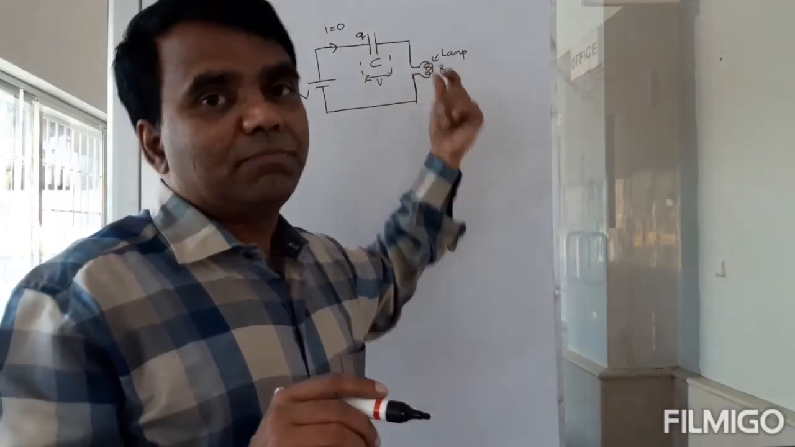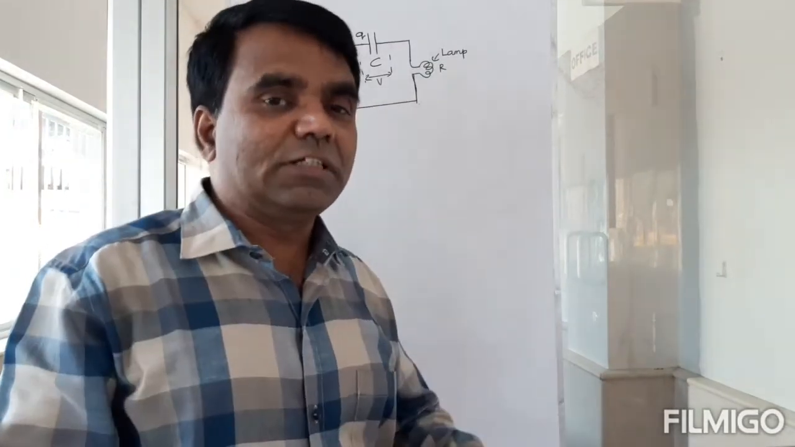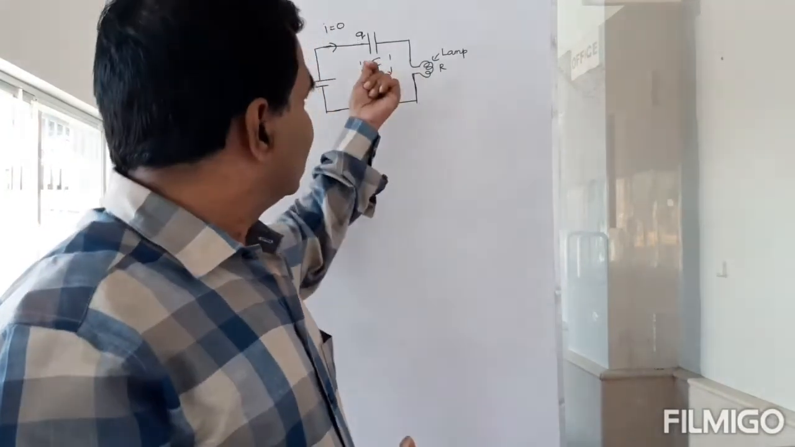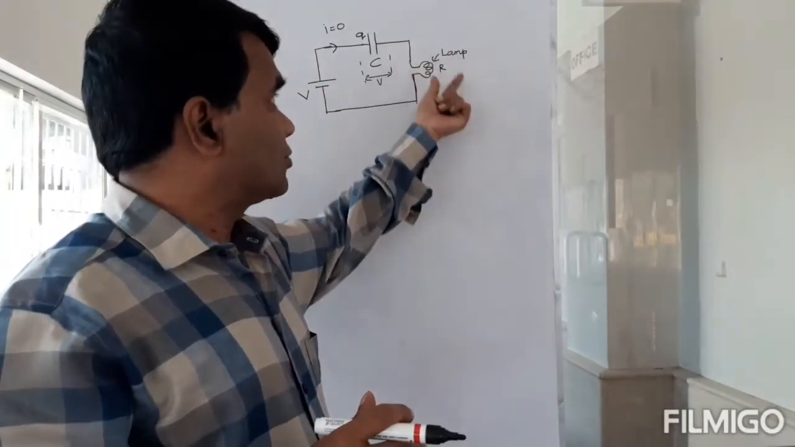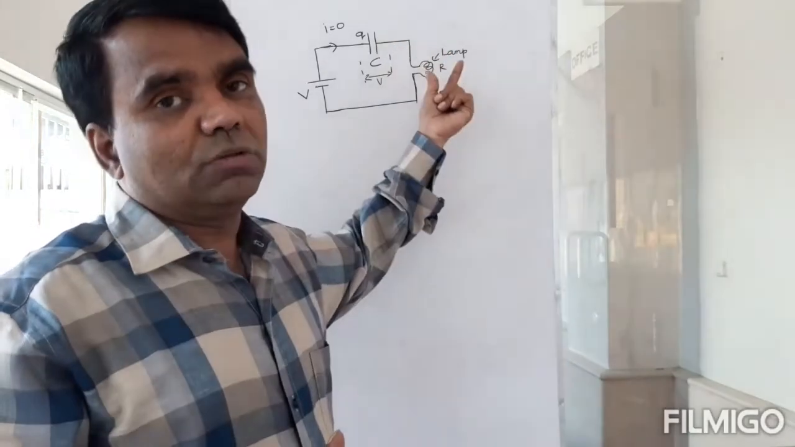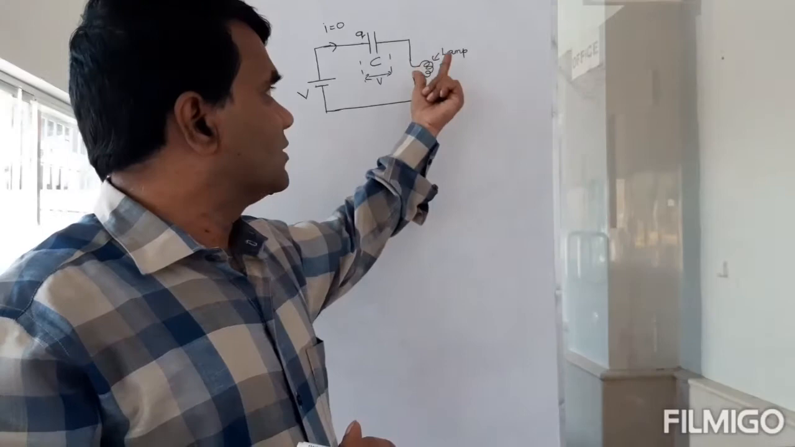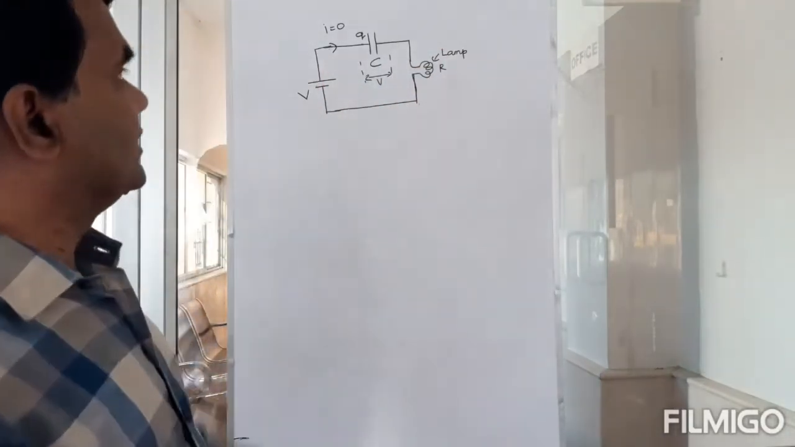So the bulb, the lamp, will not glow. It won't even start to glow. Before it even starts glowing, the capacitor will get charged and no current will flow through the lamp. So current should flow through the lamp, only then can the lamp glow. So no current flows through it, then the lamp will not glow if you connect DC to that.